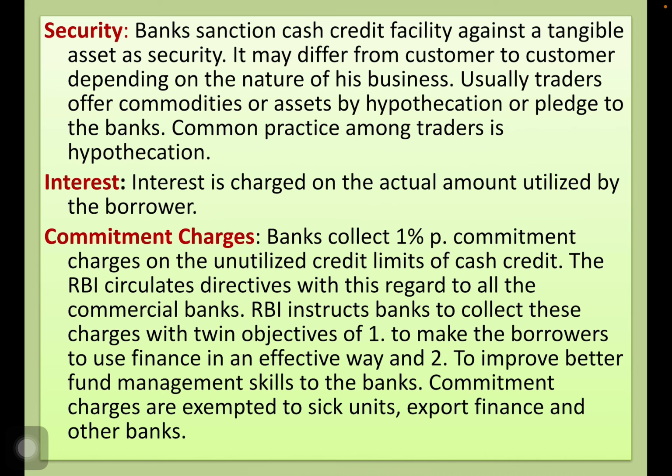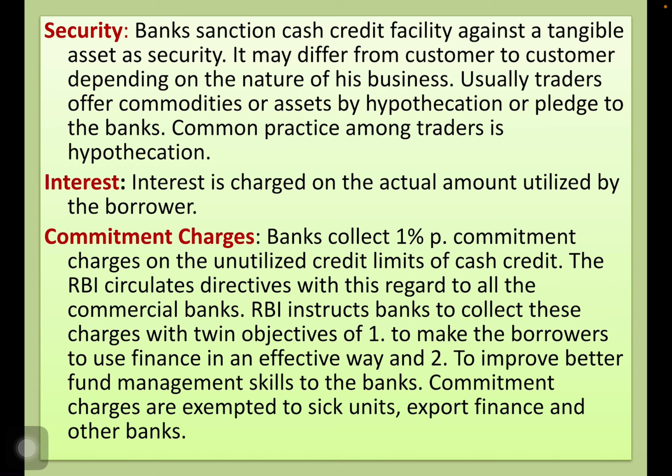Then what is the security? Banks sanction cash credit facility against a tangible asset as security. It may differ from customer to customer depending on the nature of his business. Usually they can give commodities if they are business people, or any tangible asset. Then interest is charged on the actual amount utilized by the borrower. This is an important point you need to remember. Whatever amount of money he draws from his account and uses, interest will be charged only on that particular amount withdrawn by the borrower.